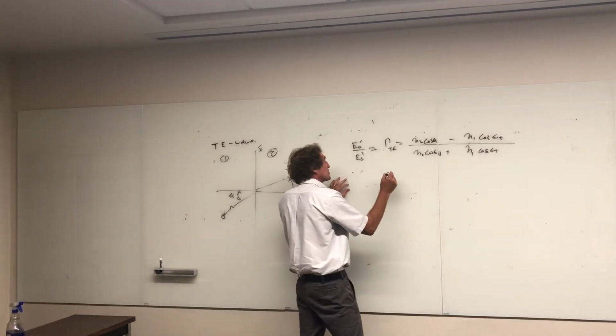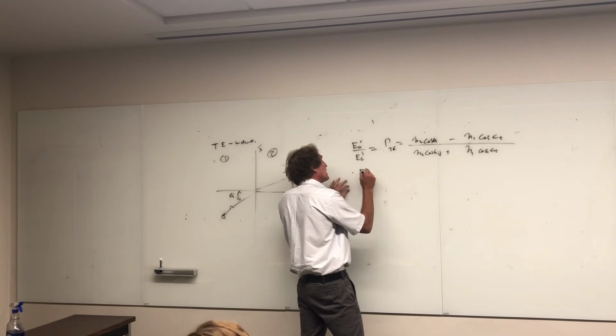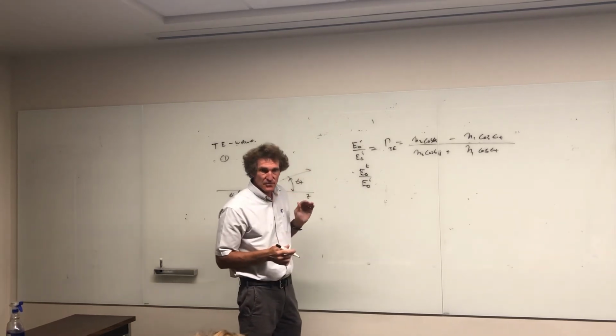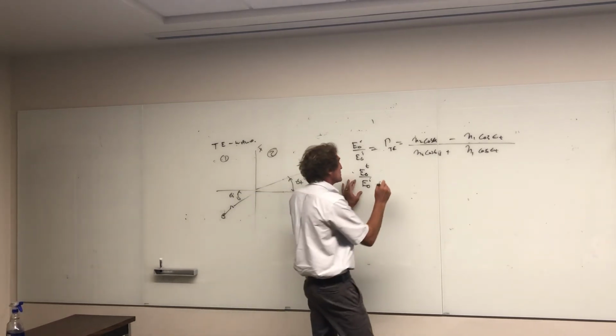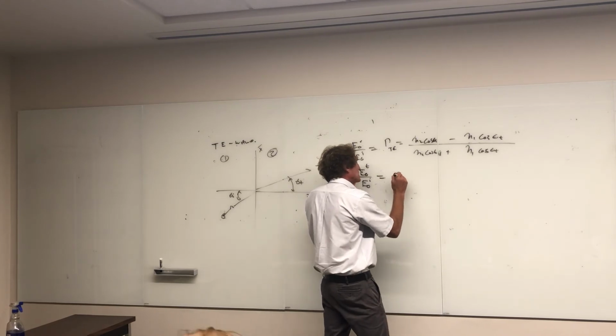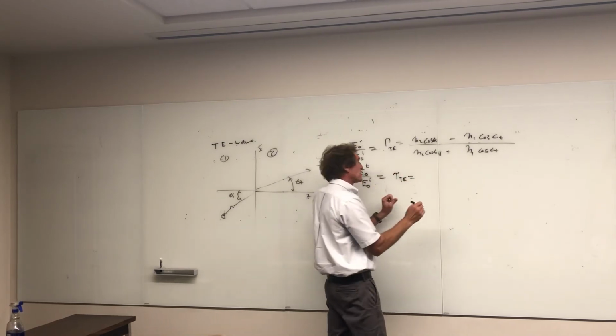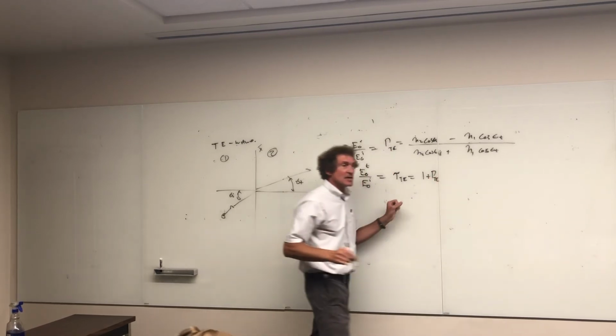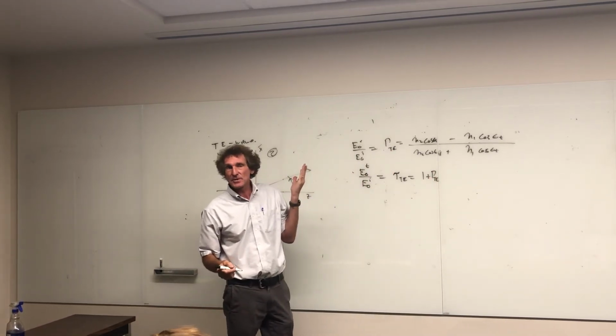Then the transmission coefficient is the ratio of the transmitted field to the incident field. These are only the ratios of those magnitudes in front, all right? And that's equal to tau TE. And that's equal to 1 plus gamma T, thank God, right? Just add 1 to the top one, you got transmission, right?